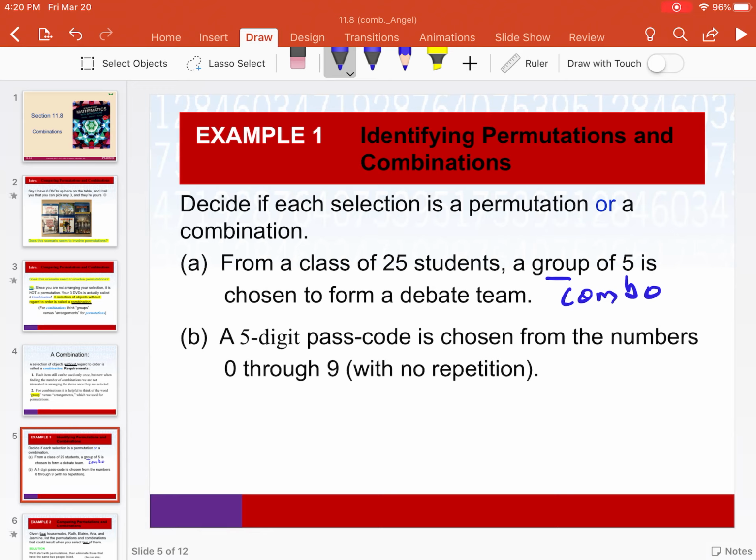Okay? How about you read letter B and decide if that is a combination or permutation. A 5-digit passcode is chosen from the numbers 0 through 9 with no repetition.